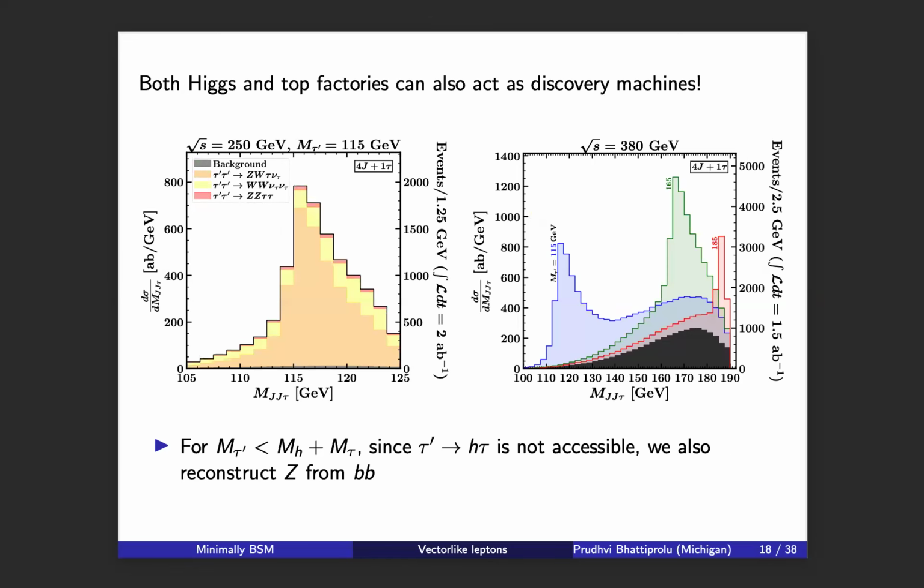And before I move on, I just want to note that both Higgs and top factories can also act as discovery machines if the tau prime mass is within the kinematic limit. So here are some demonstration plots, for example, for a 250 GeV machine on the left, and 380 GeV, which is the top factory, on the right.